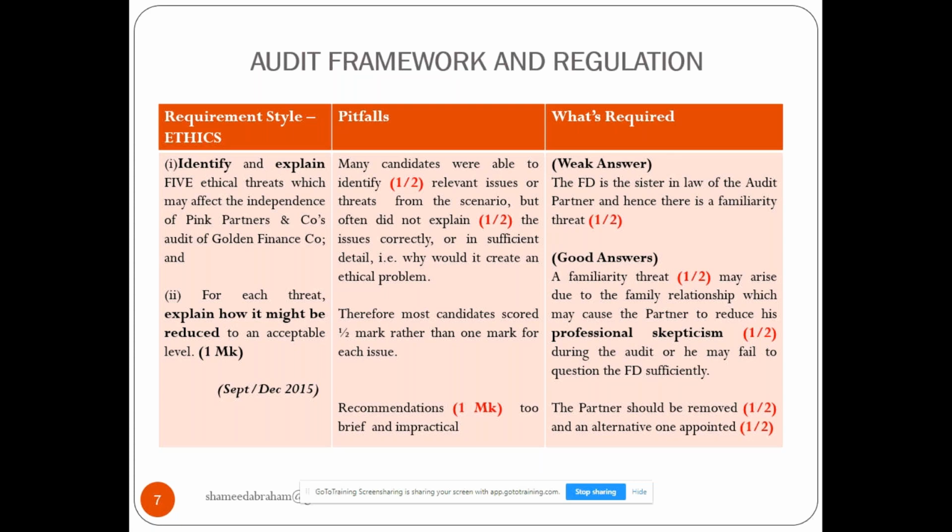There are some key words that the marker is looking for. So the good answer says that there's a familiarity threat because of the relationship. It causes the partner to reduce his professional skepticism during the course of the audit. Because he's related to this person, he may not approach the audit with the necessary level of skepticism. Or because he's related to this person, he may fail to question the finance director sufficiently. It's just a phrase, just a few extra words, but it ought to be related to the relationship.